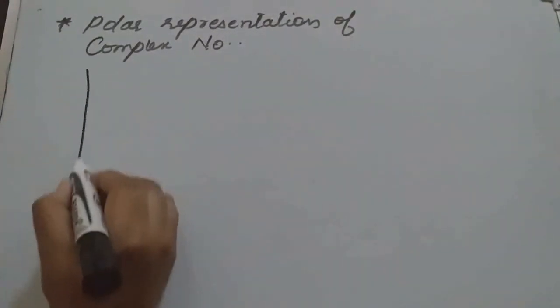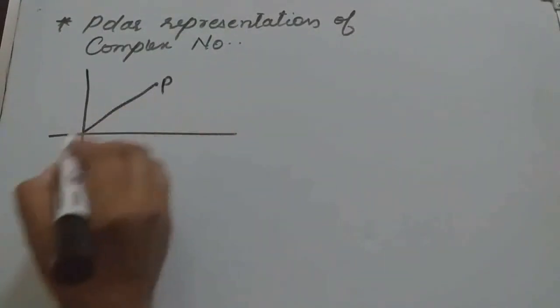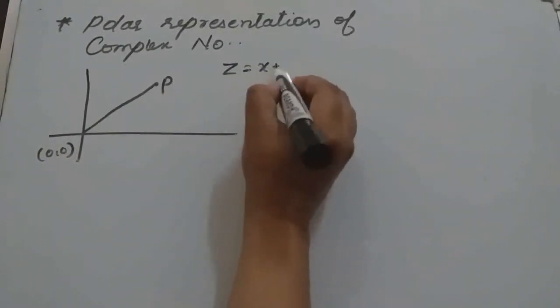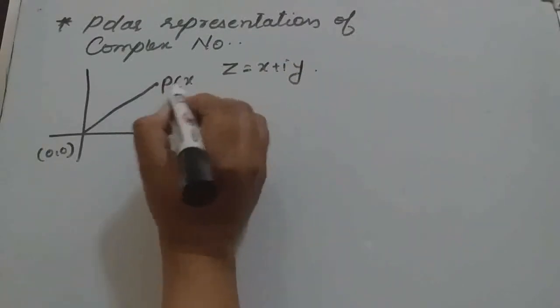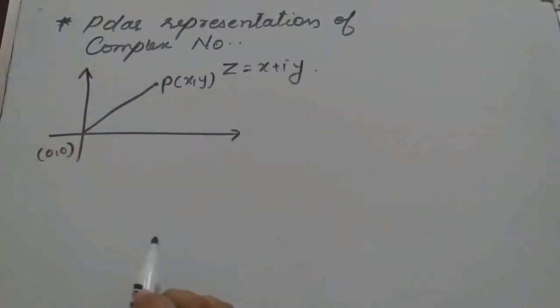Let point P be in any complex plane that represents the complex number z equal to x plus iy. So this point P will have coordinate x comma y. This is the real axis and imaginary axis.